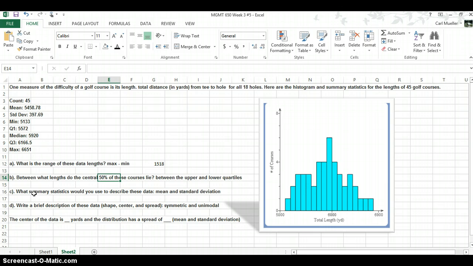The next question is, what summary statistics would you use to describe these data? The key and most frequently used summary statistics in this kind of work are your mean and your standard deviation.